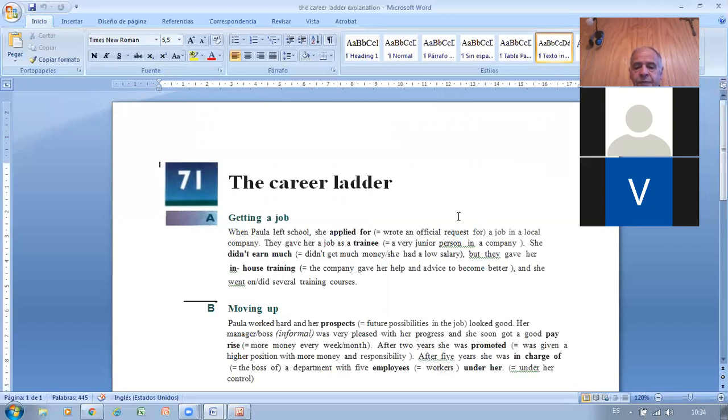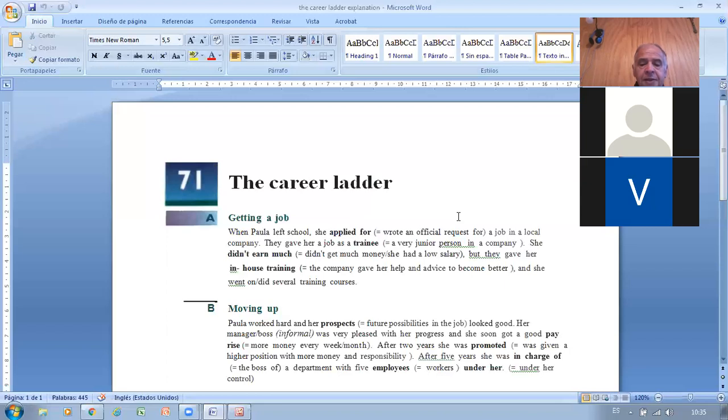Her manager or boss, informal. Manager is formal, boss is informal. That's the idea, right? Continue. Was very pleased. What do you understand by pleased? A synonym for pleased? Satisfied. Yeah. Her boss was very satisfied with her progress, and she soon got a good pay rise.